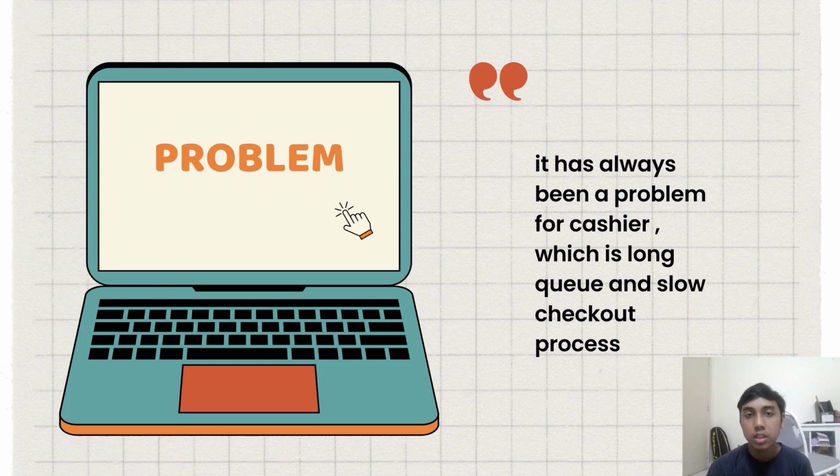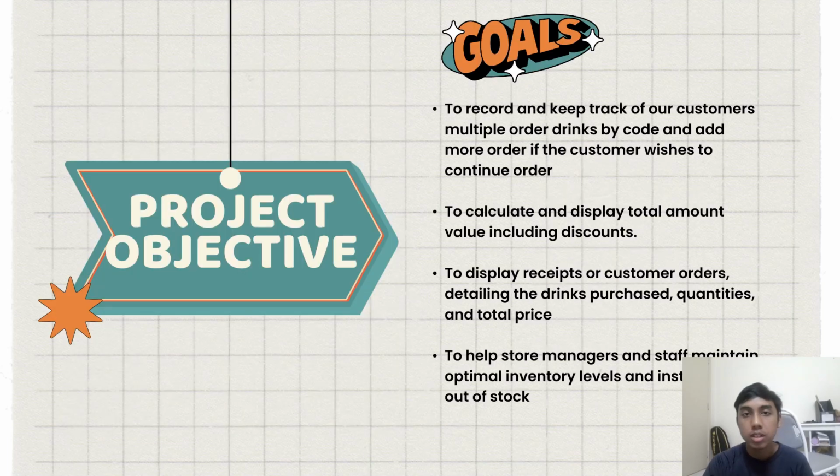It has always been a problem for cashiers, which is a long queue and slow checkout process. This is our project objective, which is to record and keep track of our customers' multiple orders, drinks by code, and add more orders if the customers wish to renew their order. Second, to calculate and display the total amount of value including discounts. Thirdly, to display receipts of customer orders detailing the drinks, purchase quantities, and total price. And lastly, to help store managers and staff maintain optimal inventory levels and avoid instances of out of stock.